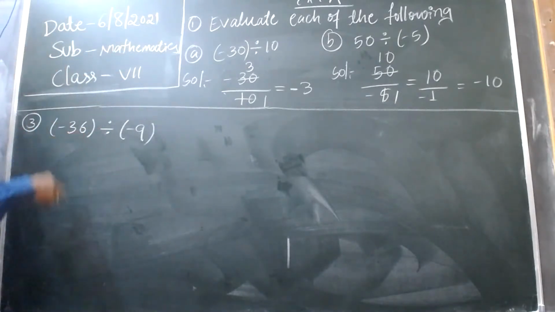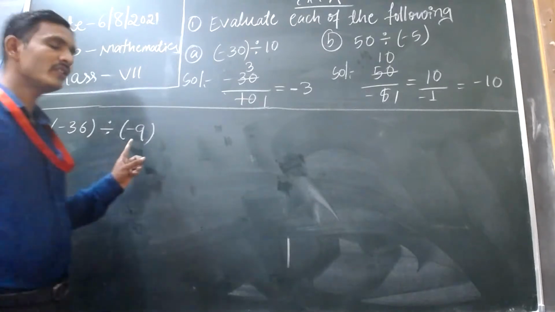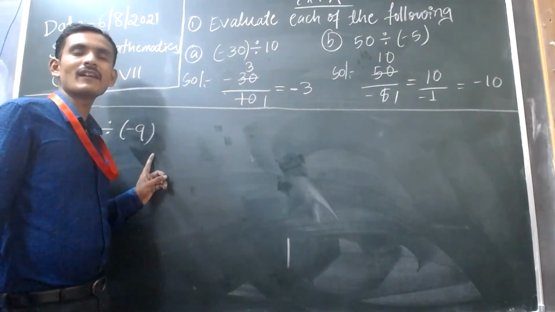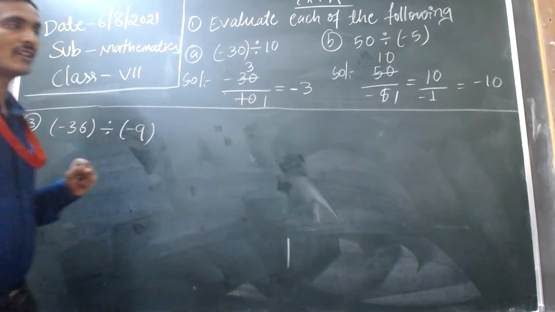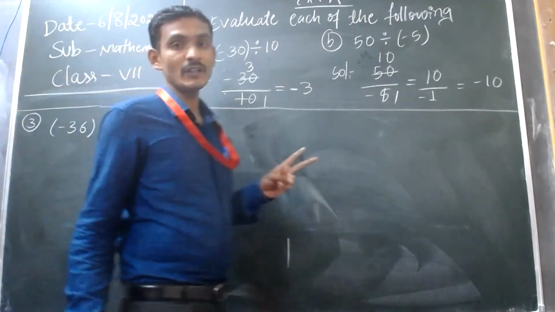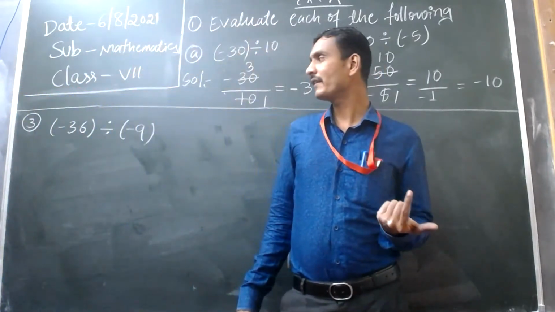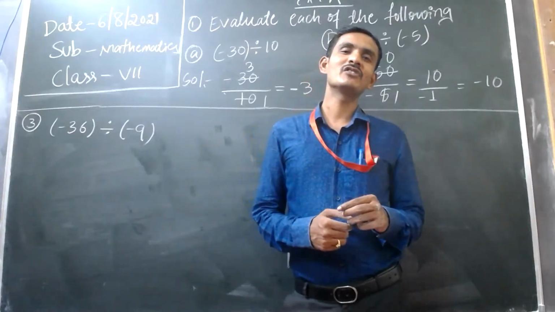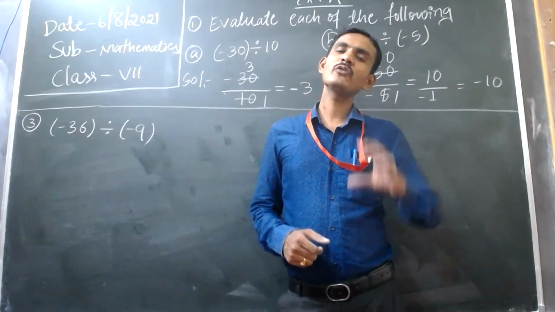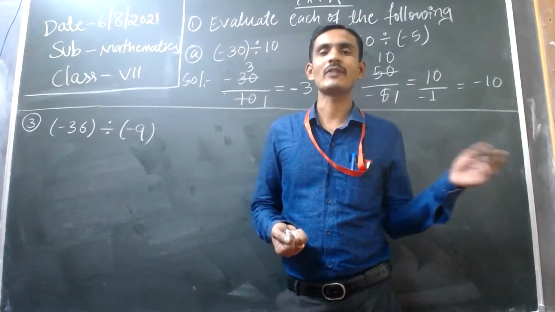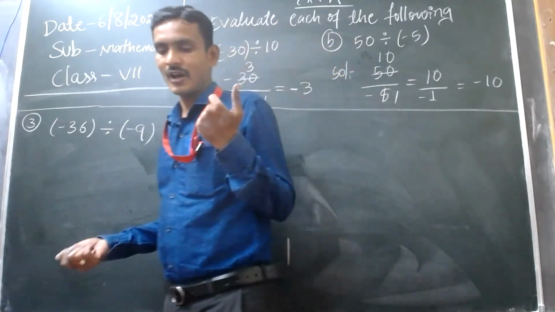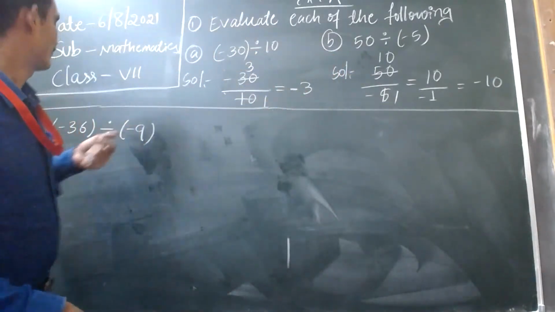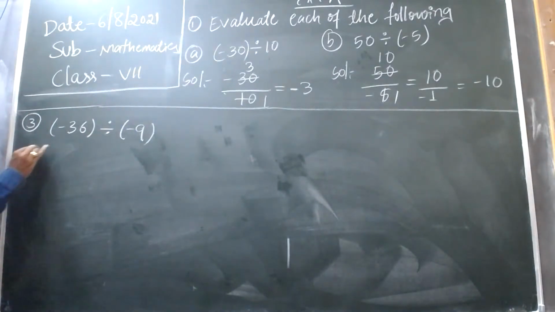Now here 36 is a negative integer and minus 9 is also a negative integer. Then the second case applies. If both are negative integers, then also you have to divide the whole thing and write the answer as positive. You have to write a positive. So I will write the solution here.